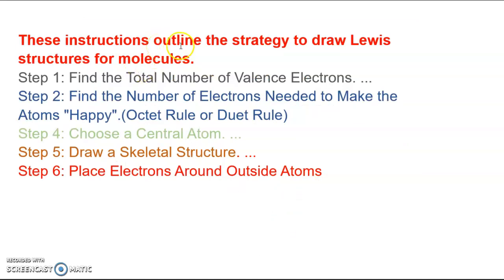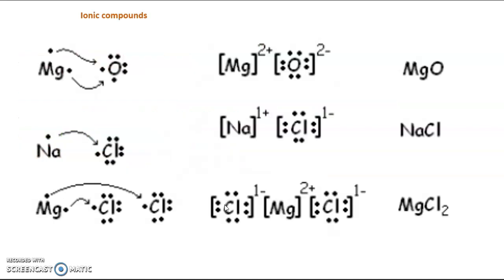These are the instructions online, the strategy to draw Lewis structure for molecule. First, find the total number of valence electrons. Find the number of electrons needed to make the atoms happy. What does it mean? Octet rule or duet rule. Choose the central atom. Draw the skeletal structure and place the electrons around the outside atoms. These are the instructions you are supposed to follow in order to draw the Lewis structure for all the molecules.